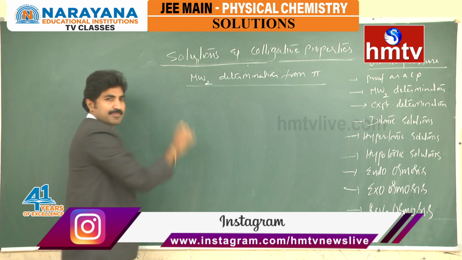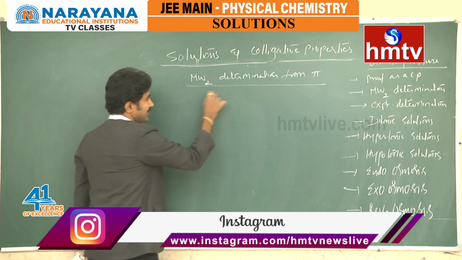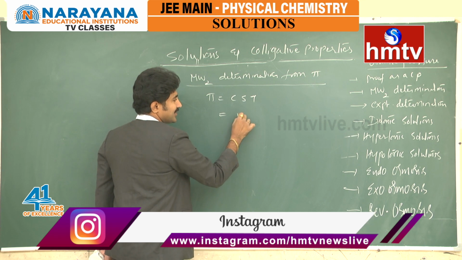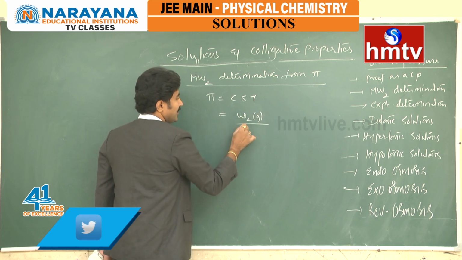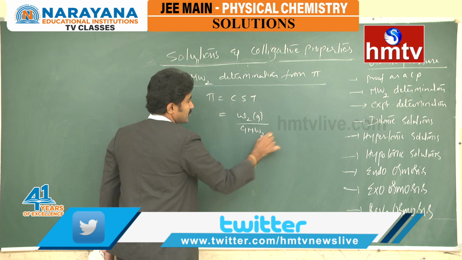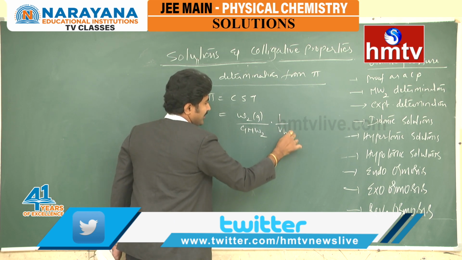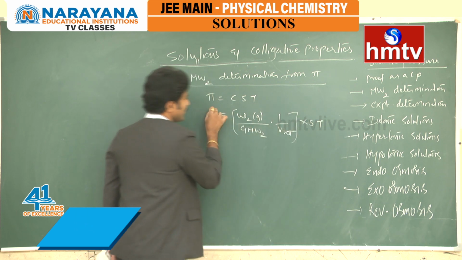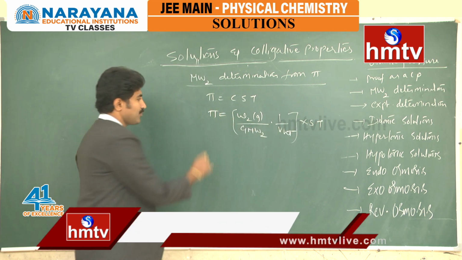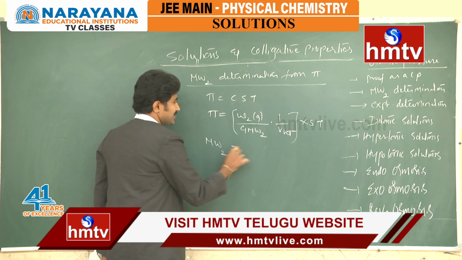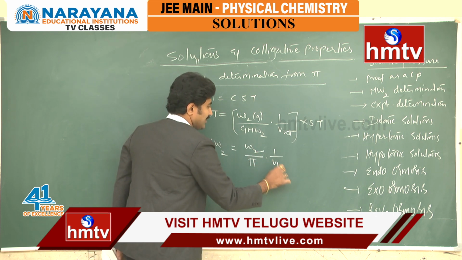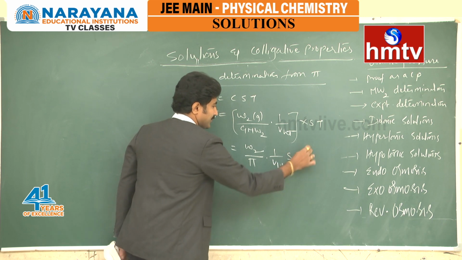We know the osmotic pressure equation, pi is equal to CST. Here C is N2 by V in liters, that is W2 in grams by the gram molecular weight of the solute, into 1 by V in liters. This is the molar concentration into ST. From this only we will get the molecular weight of the solute. This is W2 by, so pi into 1 by V in liters into ST.